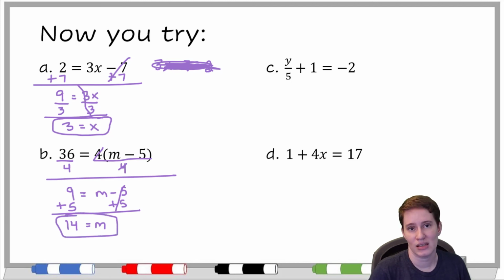Let's look at part C. So here's the fraction again. We remember we want to save the y over 5 for last. I'm going to subtract this 1 over. And this is bringing up our positive and negative skills.